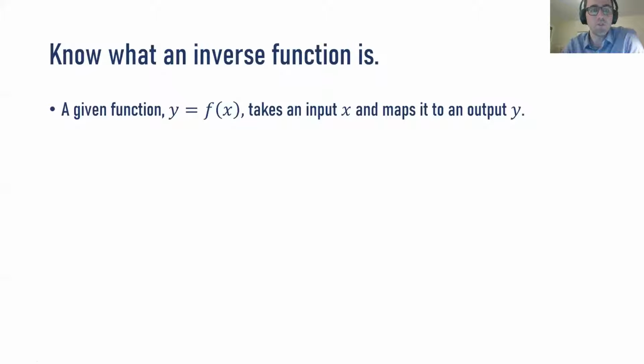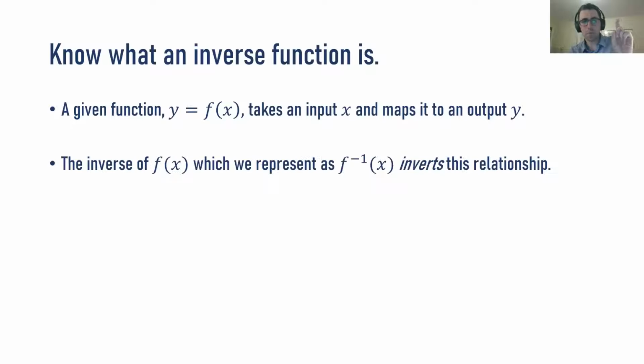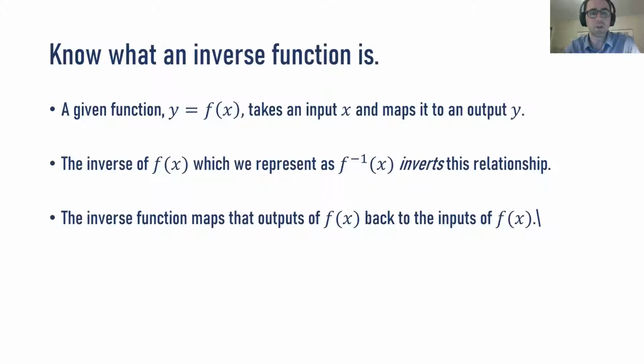So with that, if we have a given function, y equals f of x, it takes an input and maps it to an output y. The inverse of f of x, which we represent as f inverse of x, inverts this relationship. So think about it as like undoing or inverting that relationship. The inverse function maps the outputs of f back to the inputs of f of x. So we'll see an example of this in the table in a moment. This will be a much better way of seeing it rather than me just trying to talk about it.